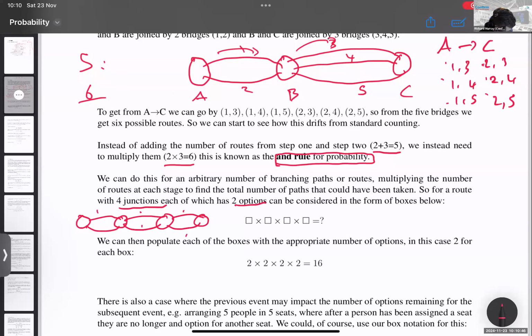So instead, if we draw our boxes, we can say that for the first island there are going to be 2 options, because we can go from the first route or the second route. On the second one, we can go on either of our 2 options, so there's another 2. On our third one, another 2. And on our last one, another 2. I've drawn 1 too few sets of bridges. Then we can apply our AND rule to avoid having to count these all out, and we see 2 times 2 times 2 times 2 is equal to 16.